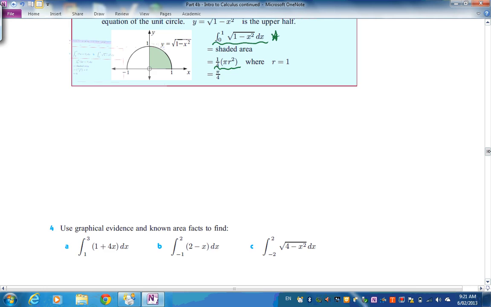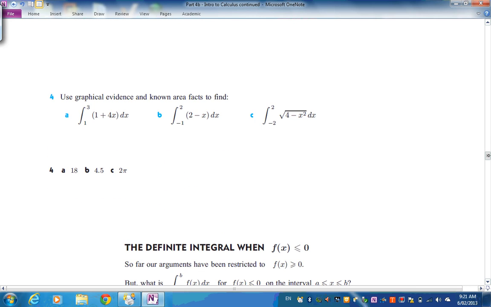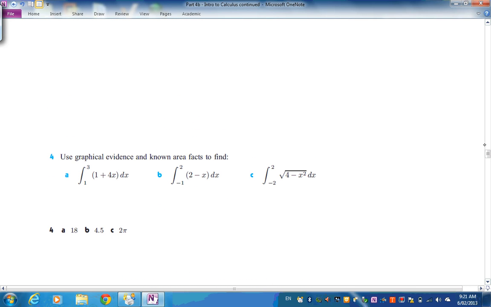So let's go down and I'll get you to try these here. Use graphical evidence and known area facts to find this. And there's the answers down the bottom. What you're looking for here is the exact answer from 1 to 3 of the area under the curve or straight line y = 4x. These are exact answers, no upper and lower sums now.